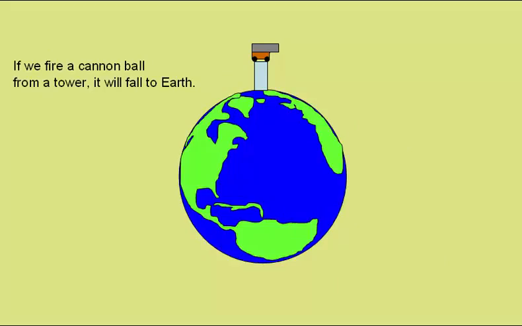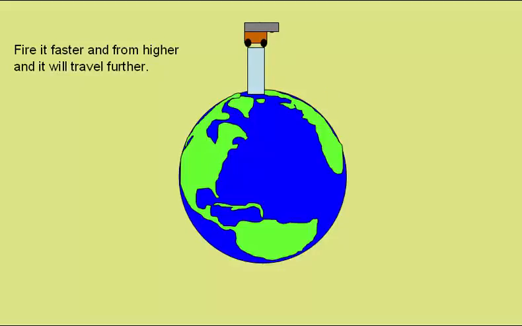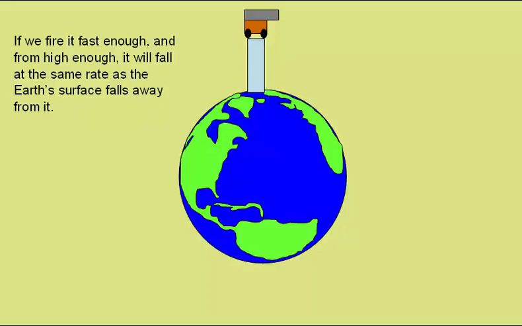His logic went something like this. If we fire a cannonball from a tower, it will fall to Earth, like this. Fire it faster and from higher, and it will travel further. The Earth's surface is falling away as the ball falls. If we fire it fast enough and from high enough, the ball will fall at the same rate as the Earth's surface falls away from it. The ball is in orbit, just like the moon.